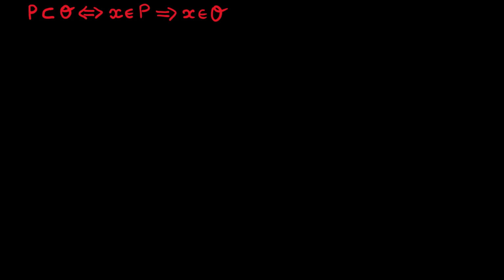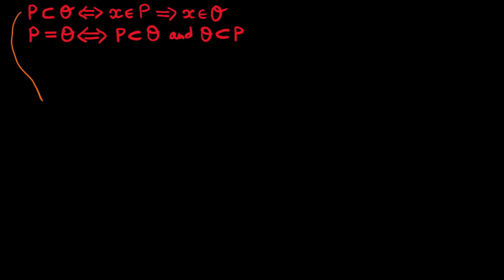So we got this first definition in place. Let's do one more. What does it mean for two sets to be equal? So we will say that sets P and Q are equal if and only if P is a subset of Q and Q is a subset of P. Okay, so let me just very quickly look at some Venn diagrams for these two conditions.